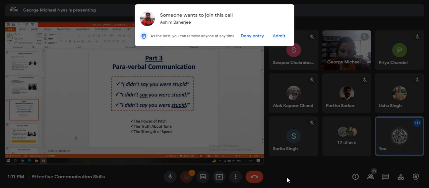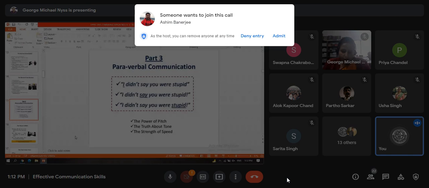In this communication, a sentence can convey an entirely different meaning depending on the emphasis on words or the tone of the voice. Look here, the same sentence is given: I didn't say you were stupid. This example has 6 different meanings. It depends on which word is emphasized.